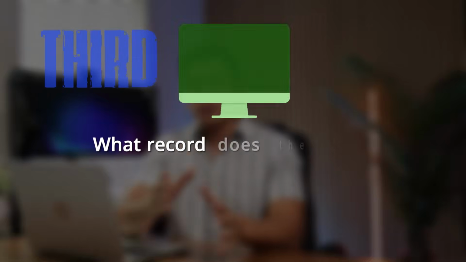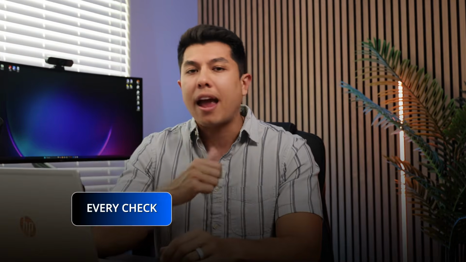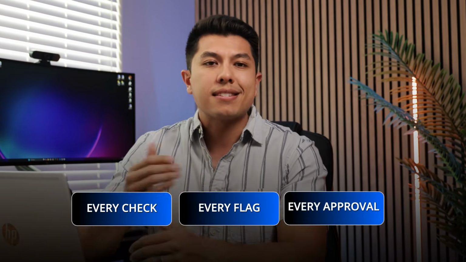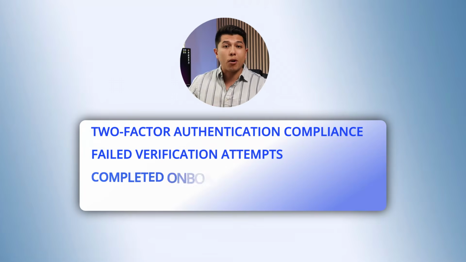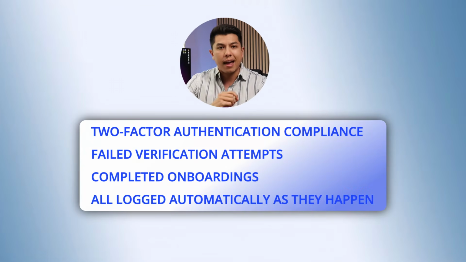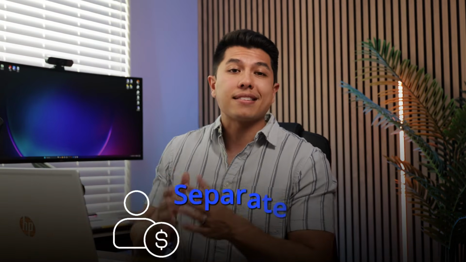Third check, and the one people run last, even though auditors check it first: what record does the software actually produce? You want a time-stamped, attributed log of every check, every flag, every approval, not just a summary you'd have to reconstruct from emails and spreadsheets after the fact. Two-factor authentication compliance, failed verification attempts, completed onboardings, all logged automatically as they happen. This matters beyond the audit itself. If a payment does go wrong, the speed of your response depends on how fast you can show exactly what was checked and when. A platform that builds the audit trail as a byproduct of verification rather than as a separate reporting step gets you that answer in minutes instead of days.